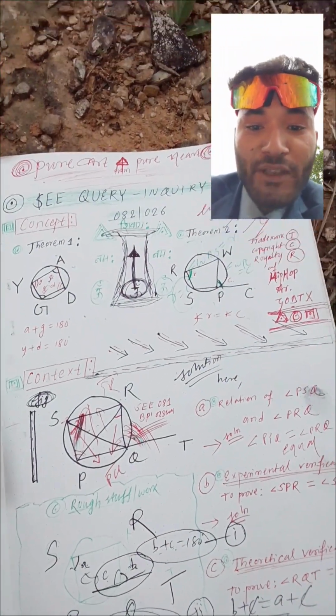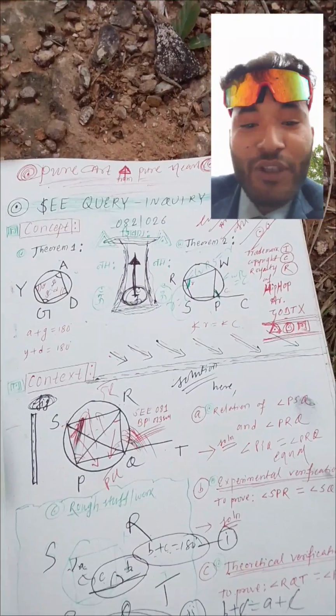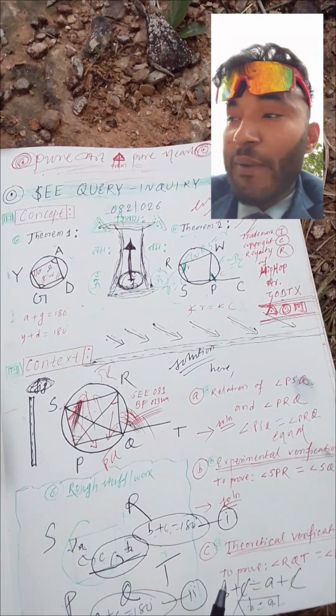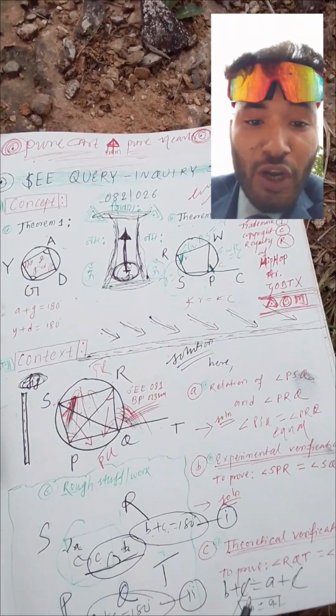So this is all about the details of cyclic quadrilaterals and inscribed angles. The question was asked based on inscribed angles and the concepts of cyclic quadrilaterals.